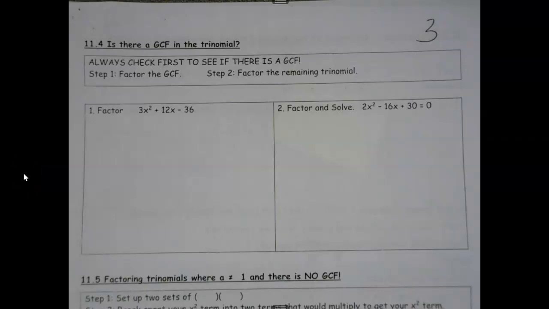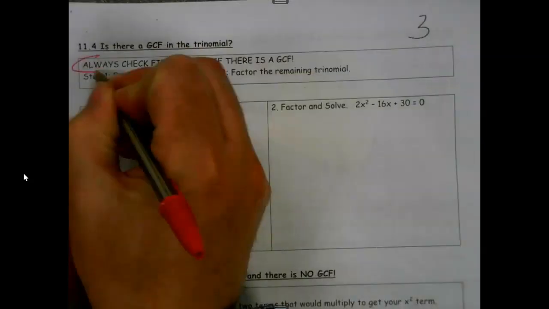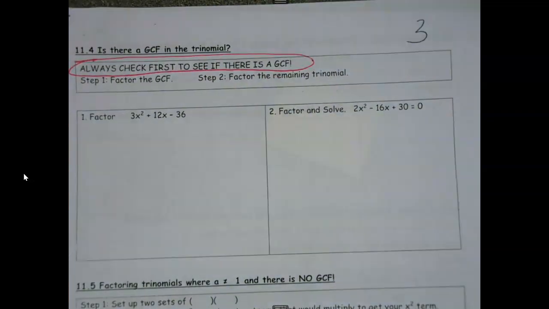Today, "Is there a GCF in the trinomial?" is something that I tell my Algebra 2 students all the time. This is step one of factoring every single time. No matter if it's 2 terms, 3 terms, 4 terms, it doesn't matter. Always check to see if there's something that everything has in common.